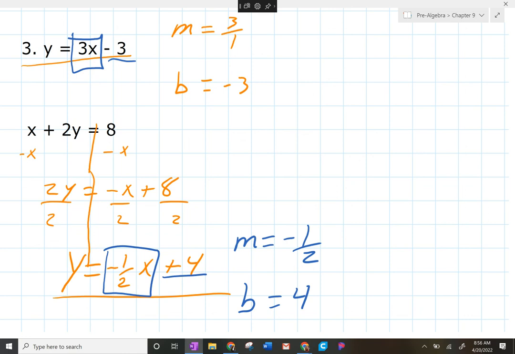Draw those lines, connect the dots. There we go. Yes.